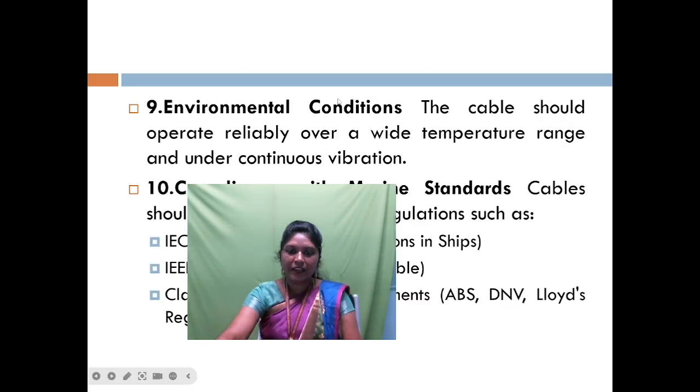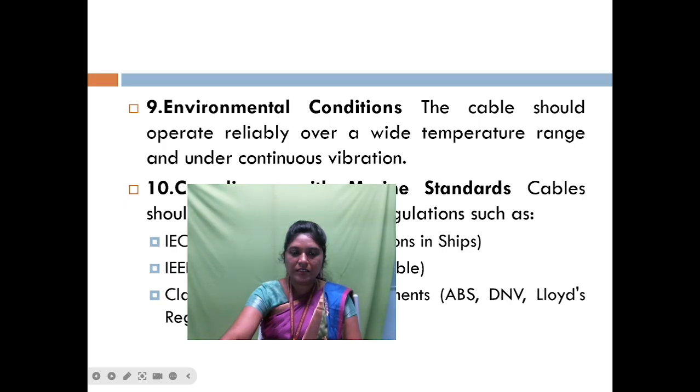Next is the environmental condition. The cable should operate reliably over a wide temperature range and under continuous vibrations. So the environmental condition should be kept in mind while selecting this cable.